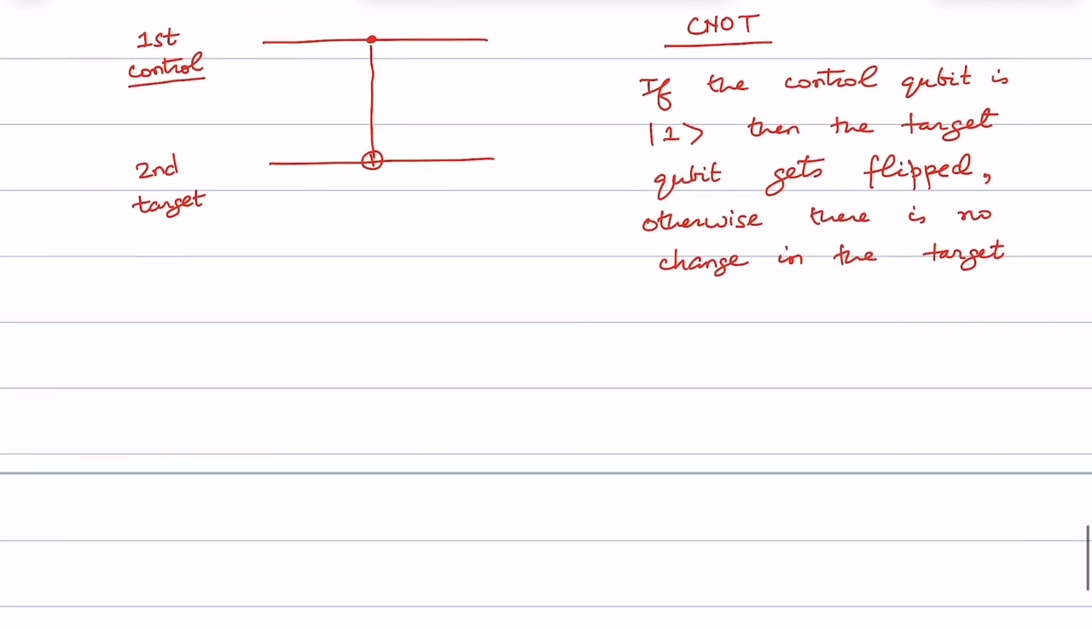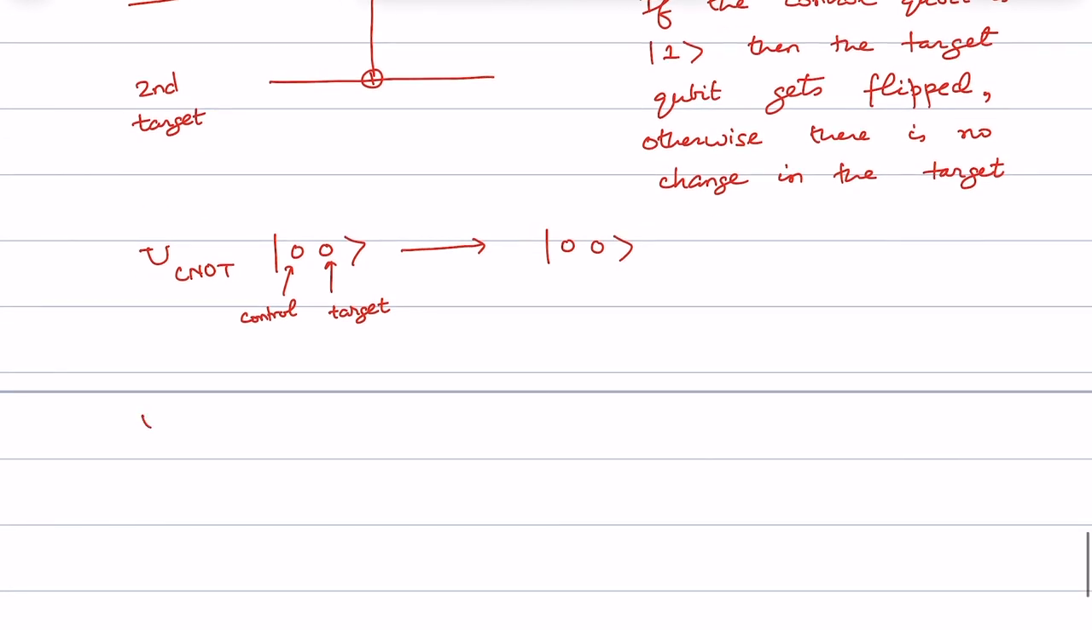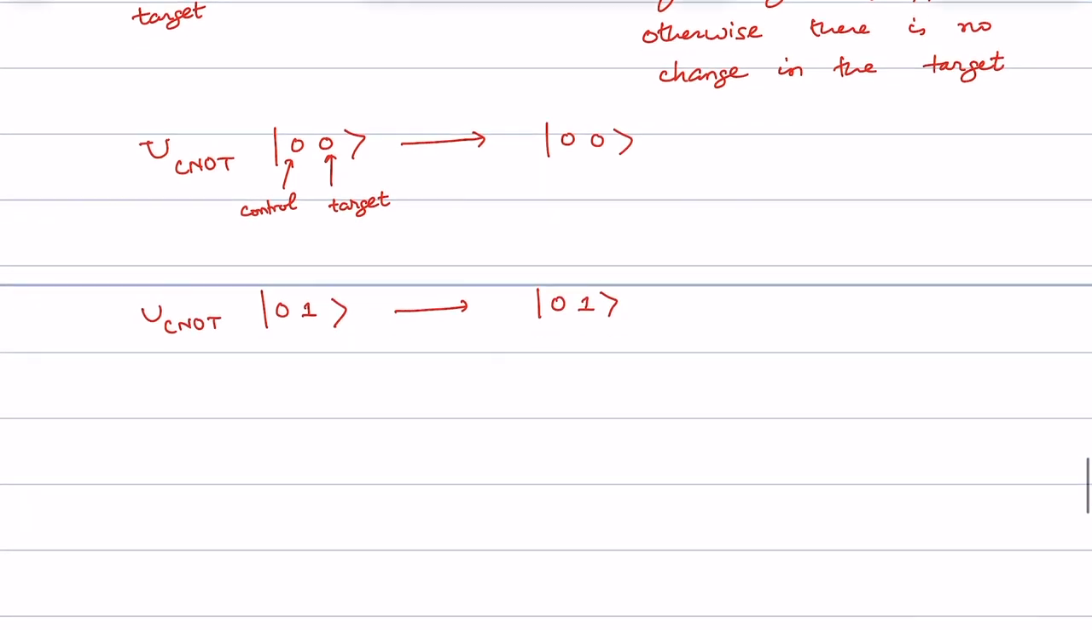You can understand it very easily if I give you the operation rule by this unitary transformation. So it's going to be represented by a unitary operator, say U_CNOT. When you have your input as 0 0, where the first is the control and the second is the target, because the control qubit is 0, the target qubit does not flip, and at the output you will simply get 0 0. And if the input qubits are 0 1, here also the output is going to be simply 0 1, because the control qubit is 0, the target remains as it is.